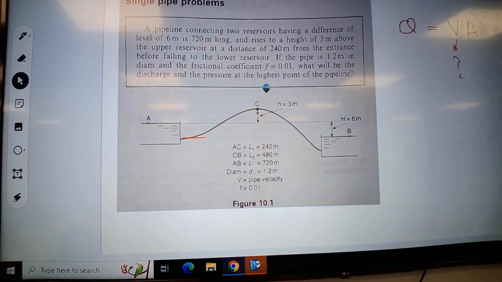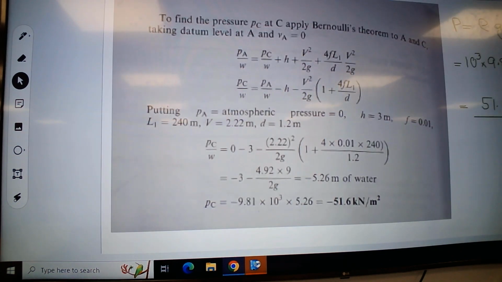So the pressure will be in such a way that it will like to come down that direction towards the B. So we take that into consideration and we write that pressure as negative. So if you move back to 7, please. So you can see the pressure at C is negative 51.